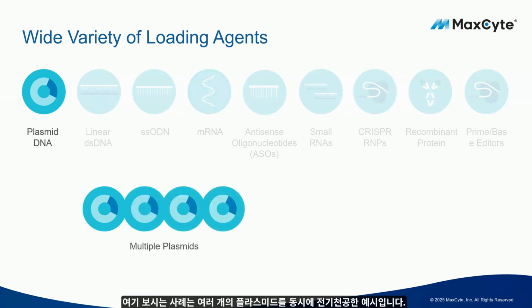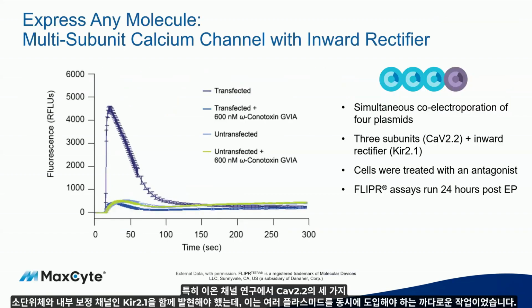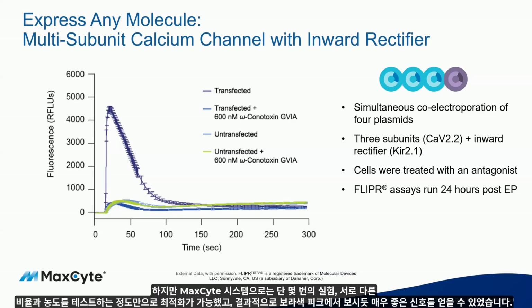And so I'll show you an example here of just multiple plasmids. In this one, for ion channels specifically, there are 3 subunits of a calcium channel, CaV2.2, as well as an inward rectifier, Kir2.1. So this required simultaneous co-electroporation of multiple plasmids, which might seem difficult to optimize, but it's actually just a couple experiments with MaxCyte testing different ratios and concentrations, and this group was able to get a pretty good signal, as you can see here with the purple peak, using our transfection system.